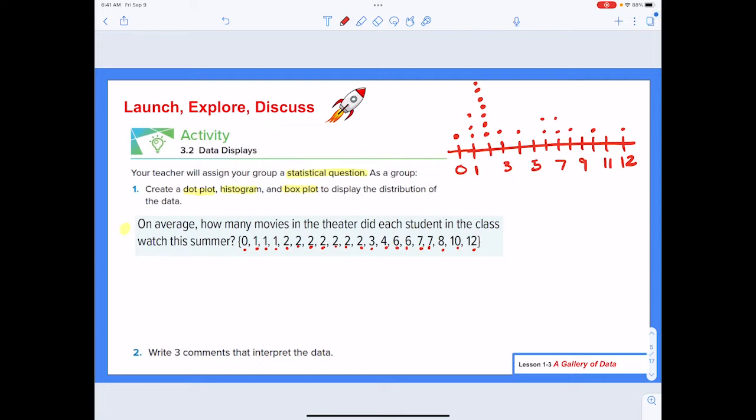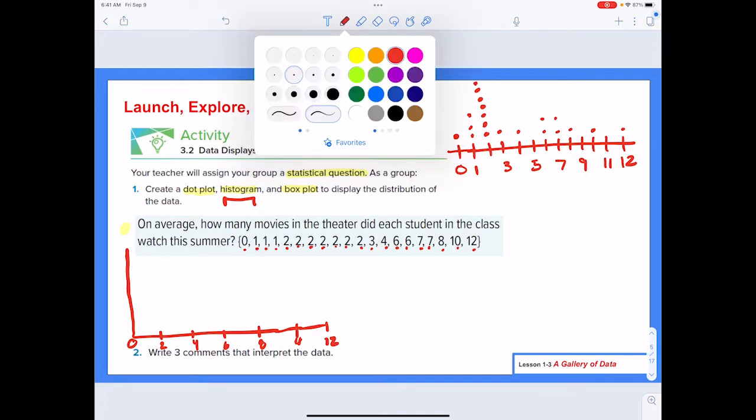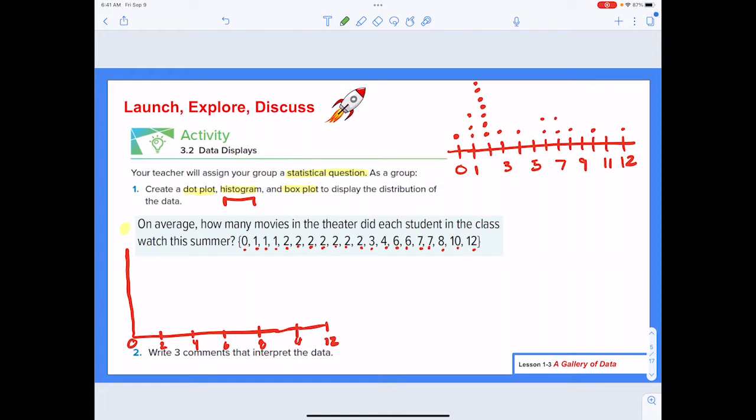Histogram, remember, with a histogram, we have to decide how wide we want those boxes to be, right? So maybe I want to make a histogram where, let's do this, make our axes here. I'm going to go 0, and 2 and 4 and 6 and 8 and 10 and 12. Again, you can decide how you want to create your distance here. I'm going to go by twos.